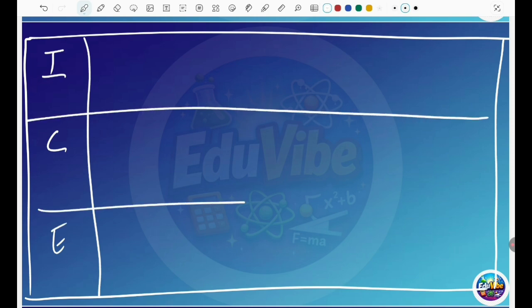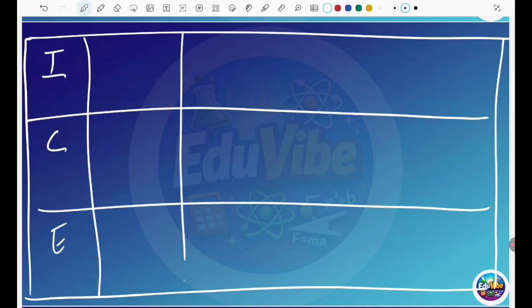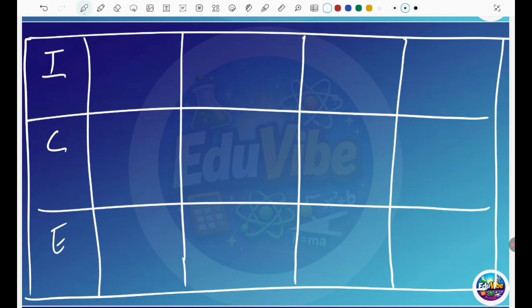I have to divide this like this. There are four rows: two for the reactants and two for the products. So that's how the ICE table works. The first two rows are for the reactants and the others are for the products. Firstly, I means the initial, that is what we have initially.